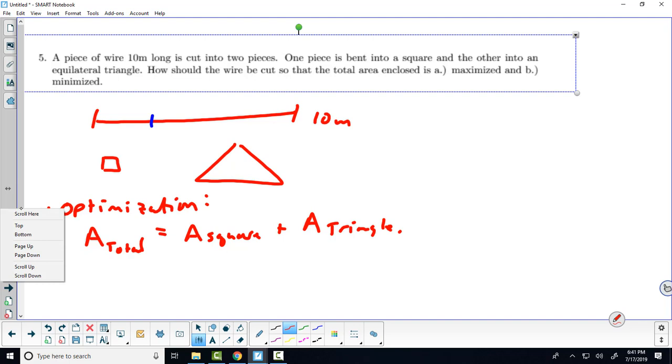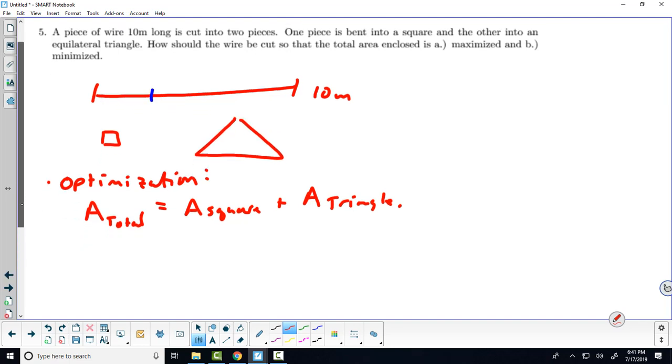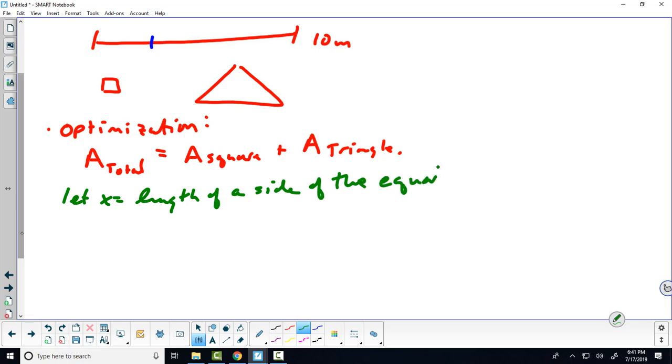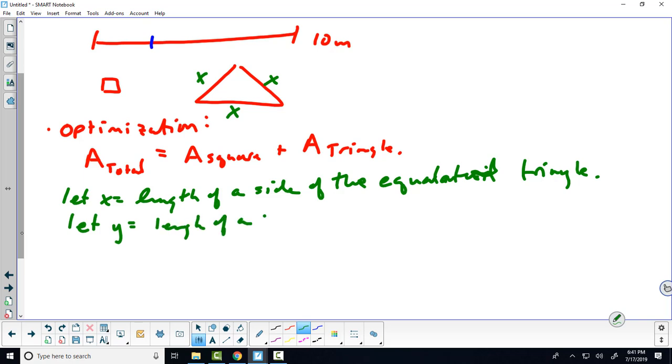How we doing? Okay. To make our lives a little bit easier with the numbers, I'm going to let x equal the length of a side of the, and this isn't just any old triangle. What type of triangle did we say it was? Equilateral triangle. Okay, so we're going to call this x, and this x. And in fact, let's let y equal the length of a side of the square. So we'll call this y, this y, this y, and this y.